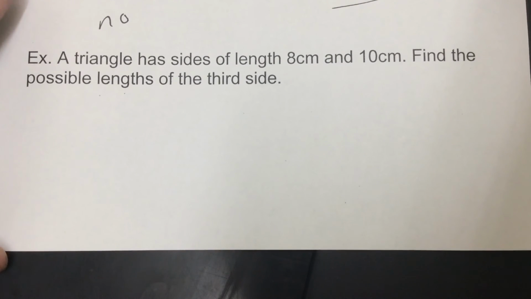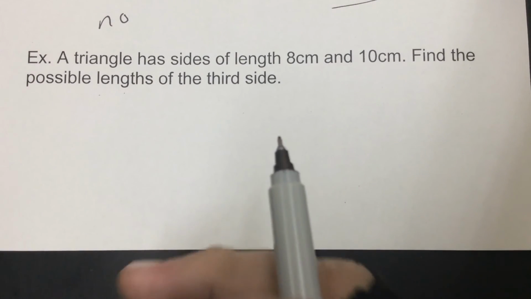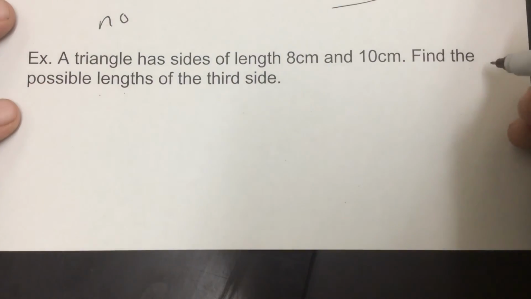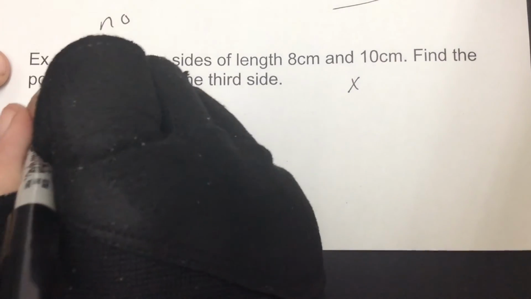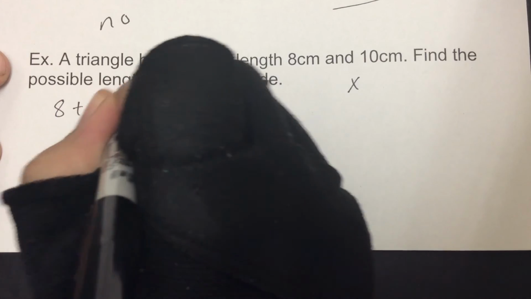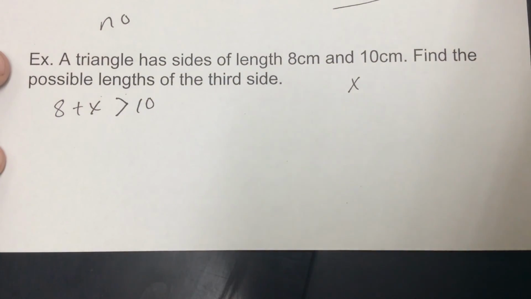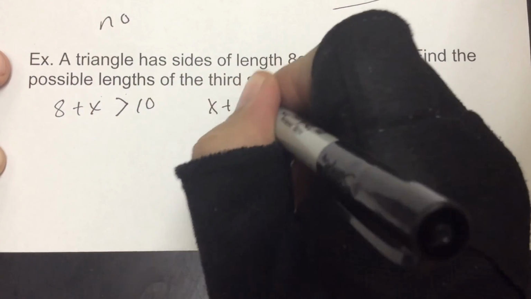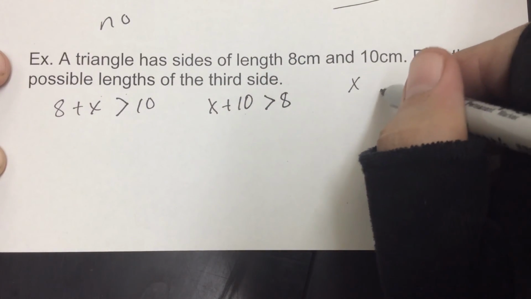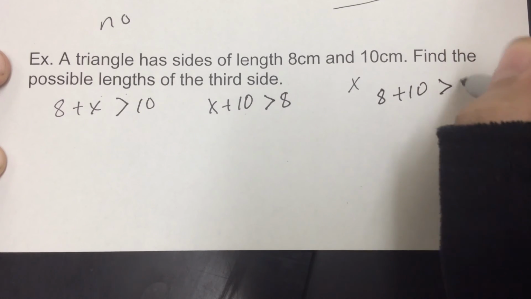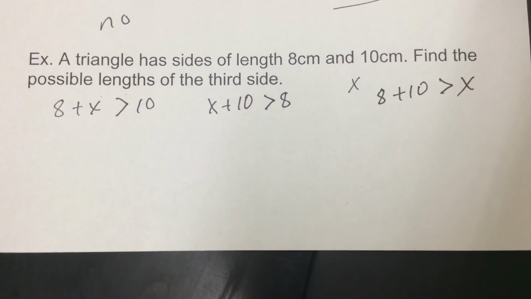Now, what happens if you're missing a side? Well, we can use this to narrow down what our side length could be for that third one. So we have side lengths of 8 and 10, and since we don't know our third one, we're going to call it x. So if I take 8 plus x, that has to be bigger than 10. If I do x plus 10, that has to be bigger than 8. Lastly, if I do 8 plus 10, that has to be bigger than x. So any two sides have to be bigger than the third. So you're going to make these three inequalities, and then we're going to solve them for x.